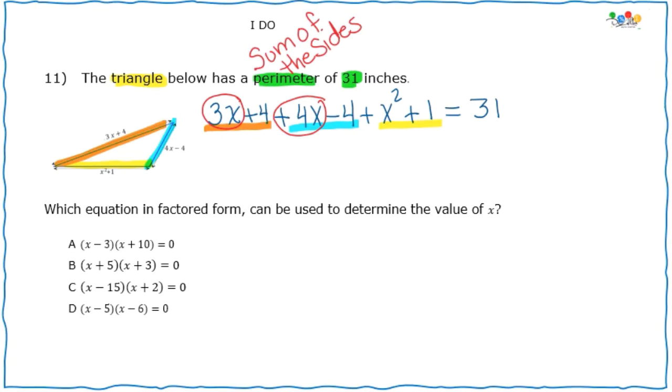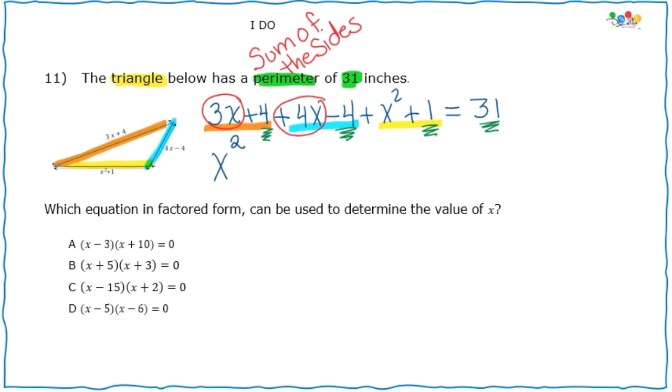Well, if you notice, there is a constant which is 4. Another constant which is minus 4. And another constant which is plus 1. And I also have a 31. Now notice how the 31 is on the right side. I need to move it to the left. So I'll do that when I start combining my terms. Notice how x to the second power cannot be combined with anything. So I'm going to bring it down.